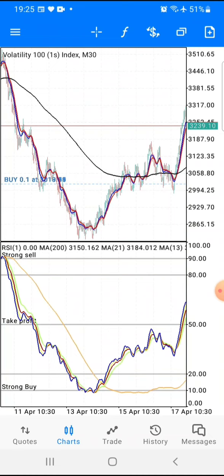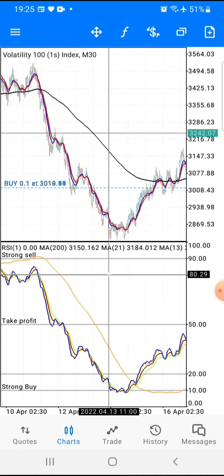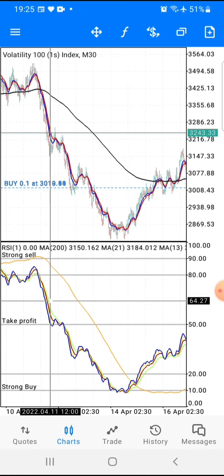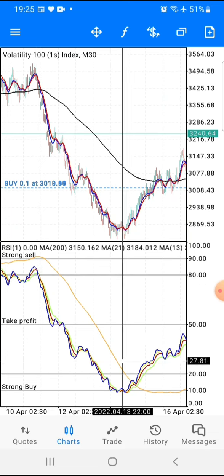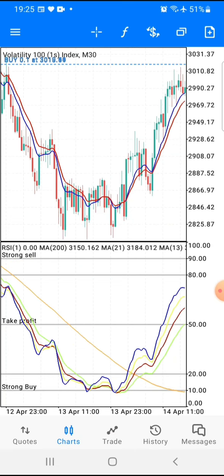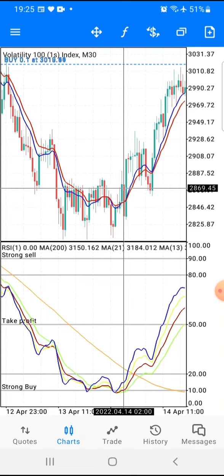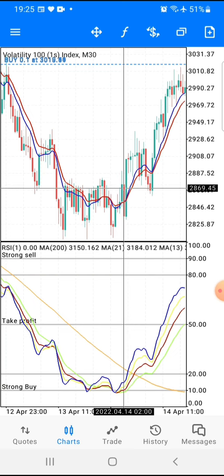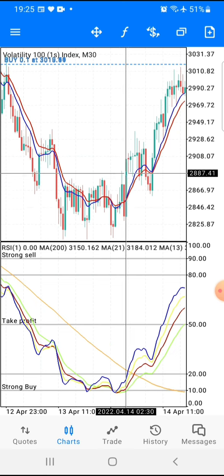Go back. Here we are again, guys. The lines here are touching the strong buy on the RSI, and you zoom in closely. You see, it's the same thing here. The blue line is crossing the red line. The blue line went up. It crossed the red line.